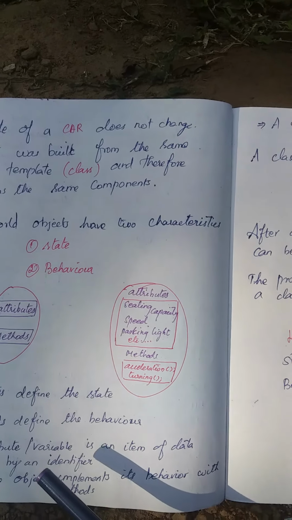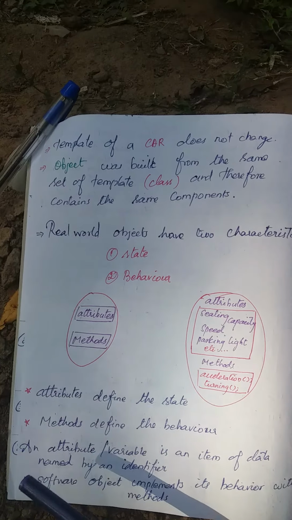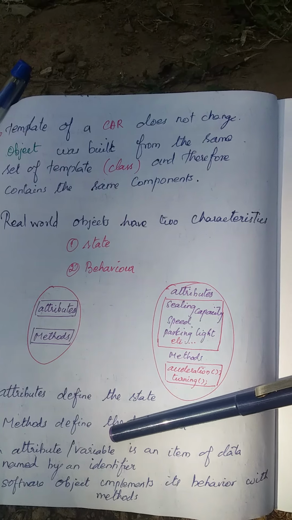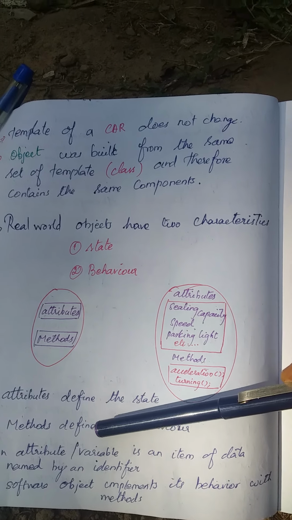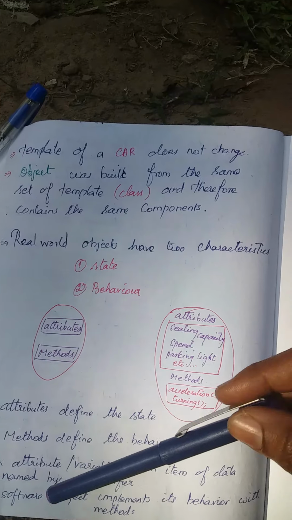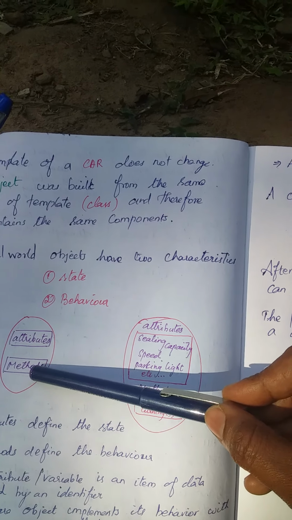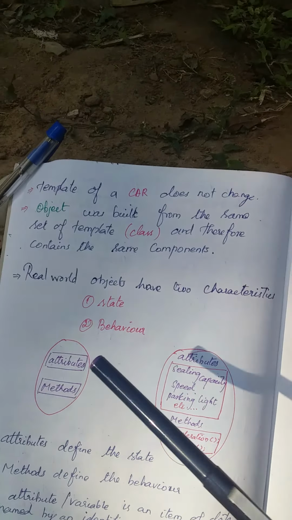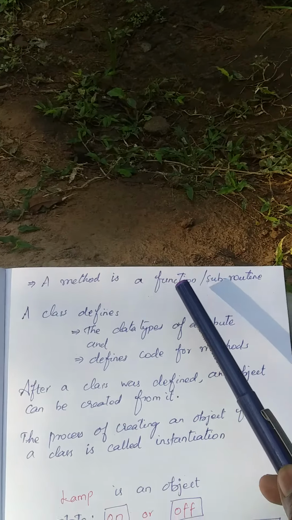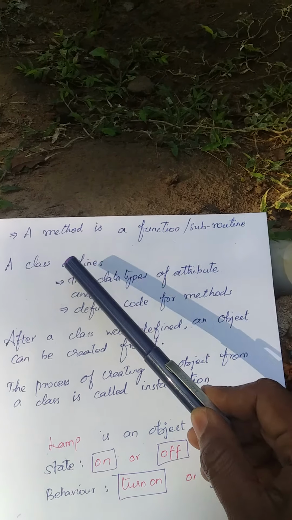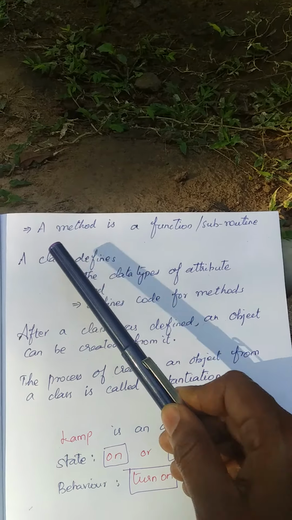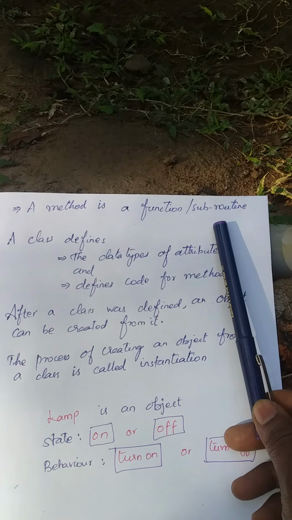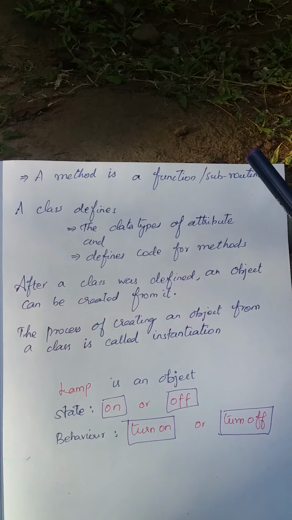The attribute can be called a state, and for defining that state we define a variable. To implement a method we define a set of code. Through that code we can implement the method. A method can be a function. Here in object-oriented programming, a function is called a method. In some programming languages we call that a function or subroutine. Here in object-oriented programming we call that a method.